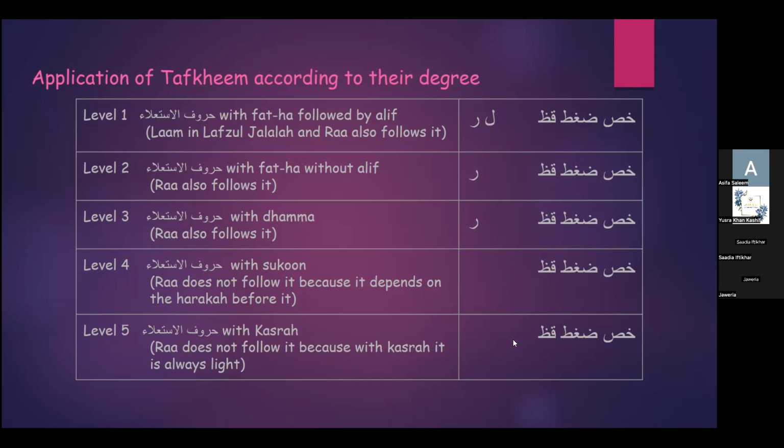Level 5, which is the 5th level of heaviness, all the huruf al-isti'ala with the kasra under it fall under level 5, and it's obvious that the ra with the kasra is read light, so therefore the ra is not included in it. I hope this is clear now, inshallah.